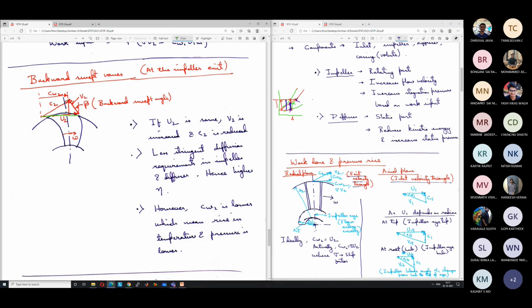Although the efficiency will be higher if we have backward swept vanes, the pressure rise in a single stage will be lower. I hope this is clear. Efficiency will be higher for backward swept vanes, but the pressure rise will be lower. CW2 is lower, which means the rise in temperature and pressure is lower. Is this clear or any questions?